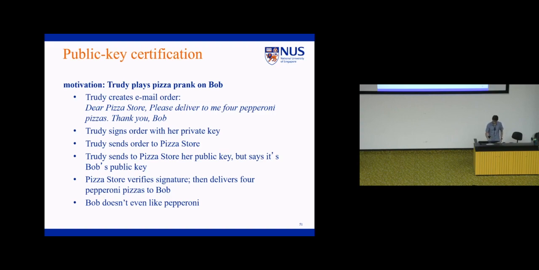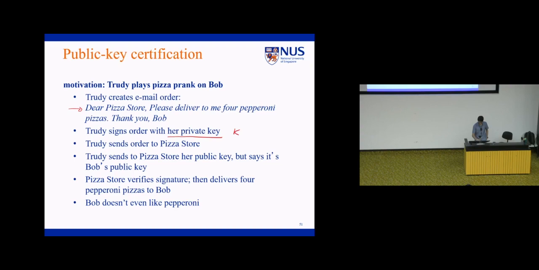So Trudy creates this email order saying that, dear pizza store, please deliver to me 4 pepperoni pizzas. Thank you, Bob. So she wants to impersonate Bob. So Alice will receive this message, but in addition to the message, Trudy attaches a digital signature. So Trudy signs that order with her private key. Let's say her private key is K of T minus, okay?